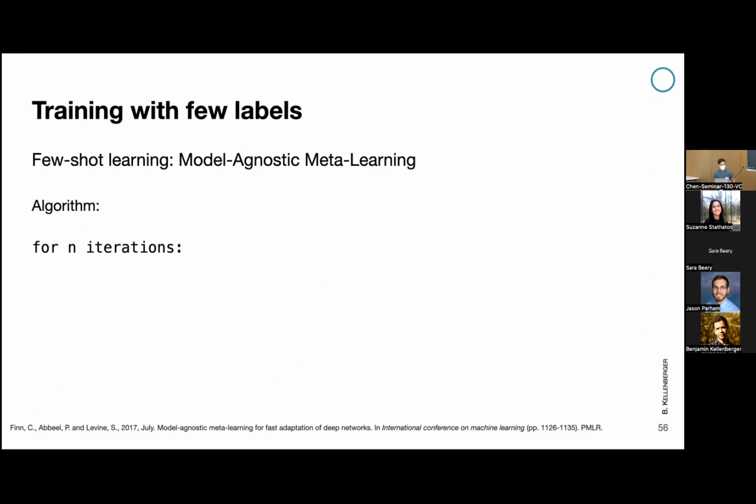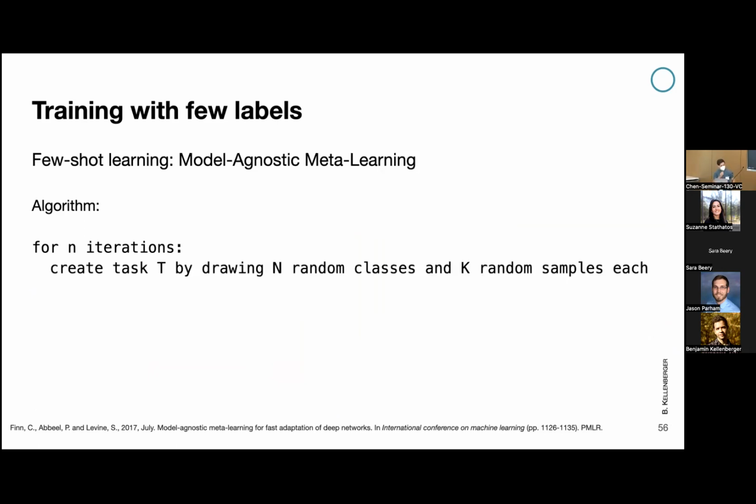So we have a predefined number of iterations. You can say how many, like 100,000, whatever. Each time we create a task T. So we go through our data set, we sample n classes at random and k examples for each class. So today it could be guinea pig, butterfly, and mountain. Tomorrow, the next iteration, it could be guinea pig, mountain, and human. Each time you sample random classes.